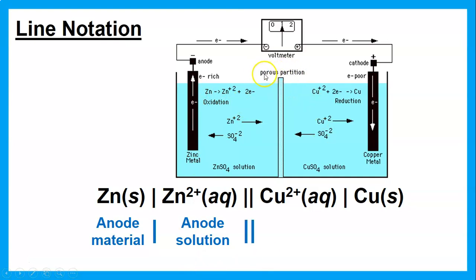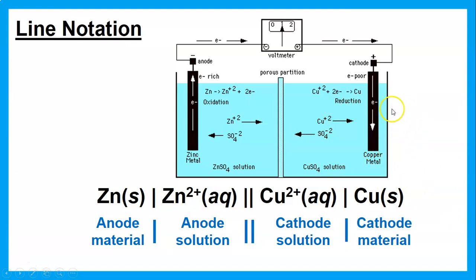Sometimes you may see it's not actually a salt bridge in a traditional sense. Sometimes we use what's called a porous partition, which is a special material that lets ions go in certain directions, but it functions basically the same. You can see here, right, your anion is still going over here to the anode, and your cations are still going across into the other side. This is the solution that the cathode is in, and this is the copper metal, which is the cathode material. Okay.